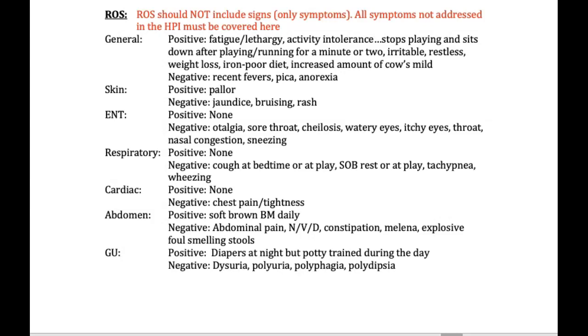Remember, review of systems only includes symptoms, things that the patient or family member would tell you. It does not include signs or things that you would examine for. That's going to be coming over when we do our physical assessment under the objective data.